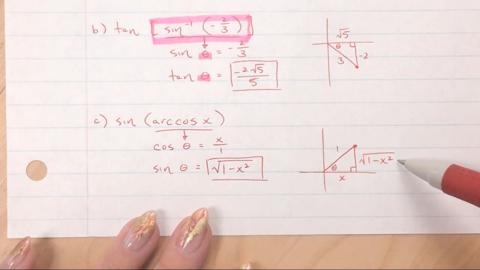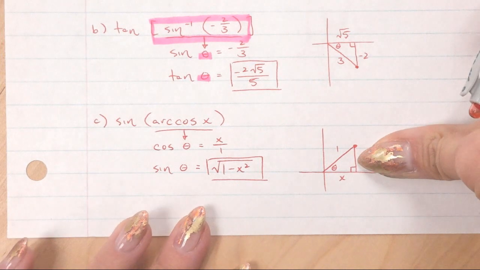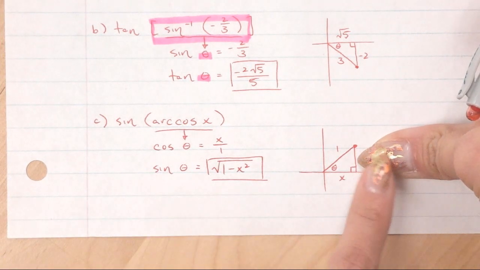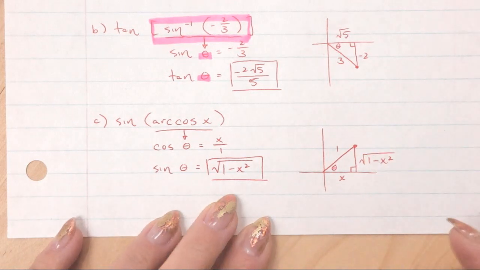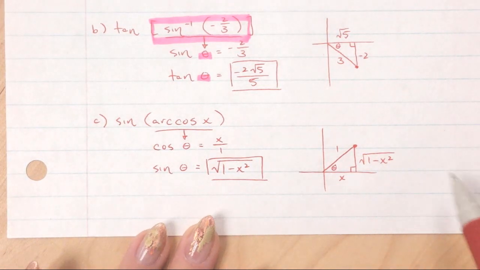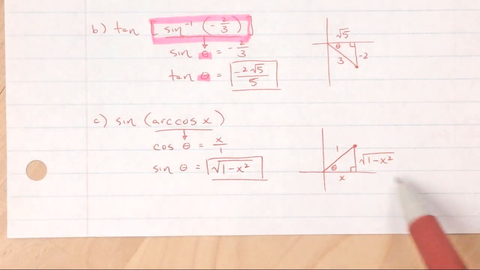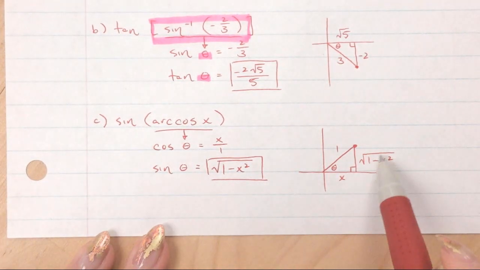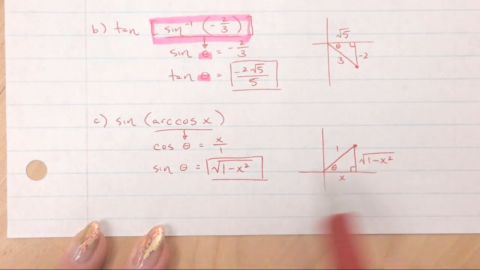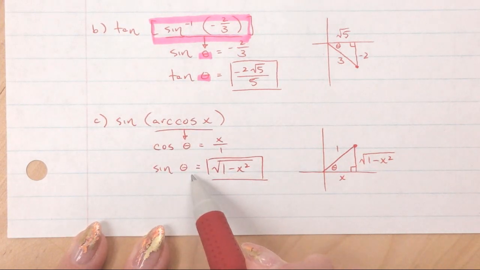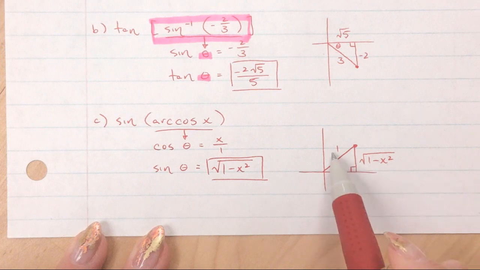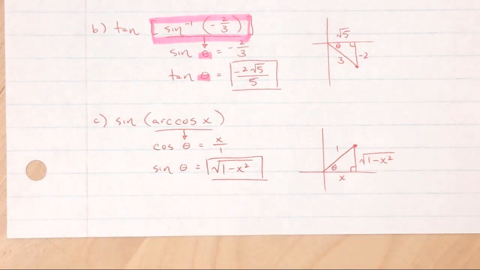And then how did I get this? Pythagorean Theorem. So x squared plus this equals 1. So this must be the square root of 1 minus x squared. So you can do the Pythagorean Theorem and write it out nicely, but you're going to get this in the end. So now, using this theta, the sine of theta equals opposite over hypotenuse, which is just the radical.